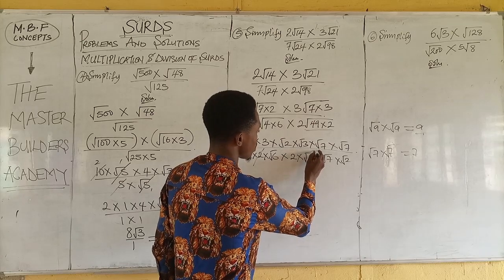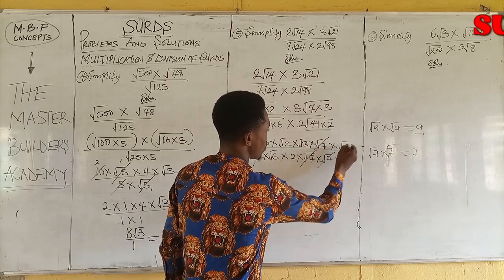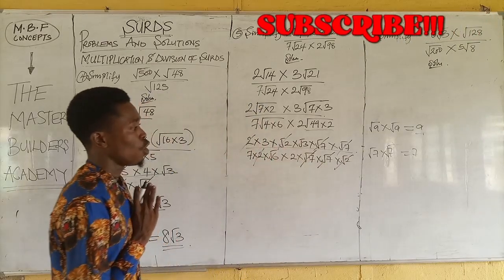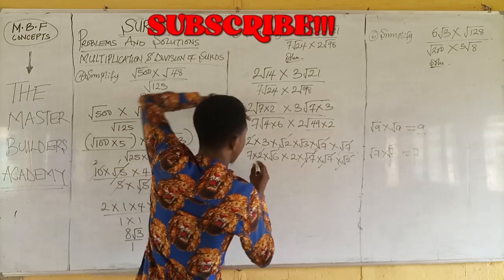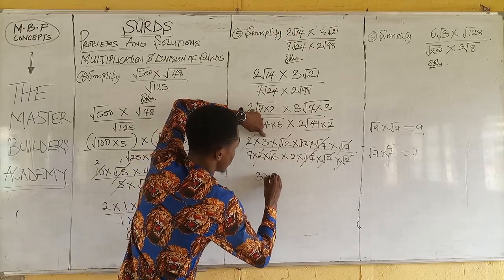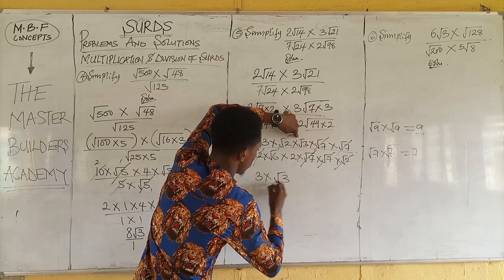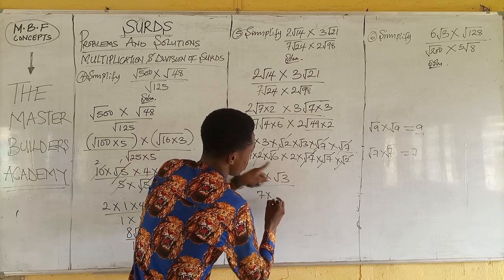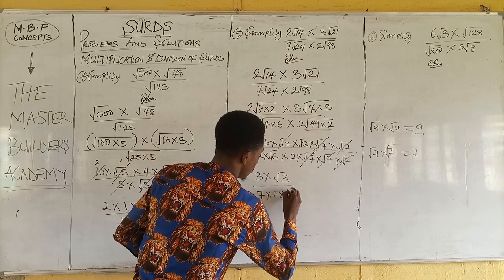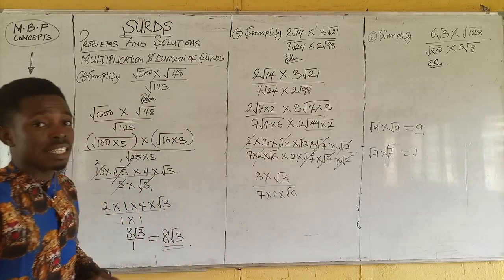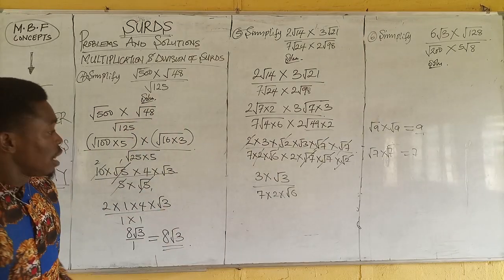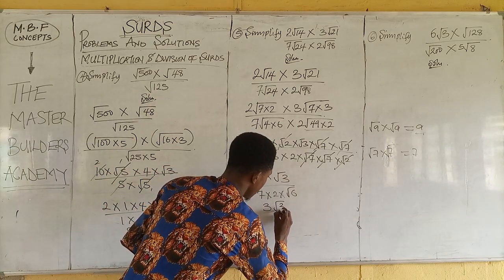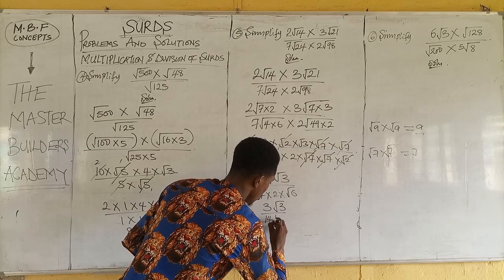Then this 7, we cancel this. Root 7 takes care of this. Then this root 2, we cancel root 2. Hope you have got what I did. Then the remaining factors here are 3 times root 3, all over, at the denominator, we have 7 times 2 times root 6. This is exactly what we have here. Now the next thing we do is to quickly multiply this. This will give us 3 root 3 over 14 root 6.